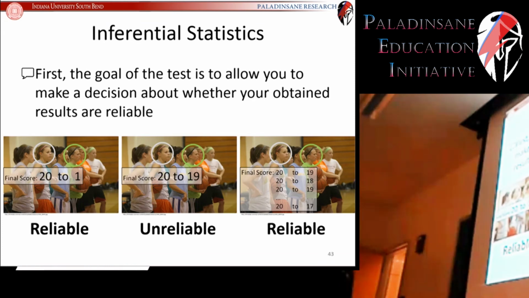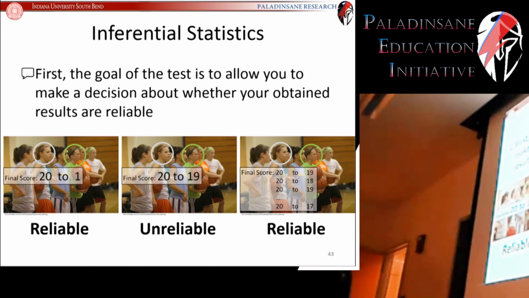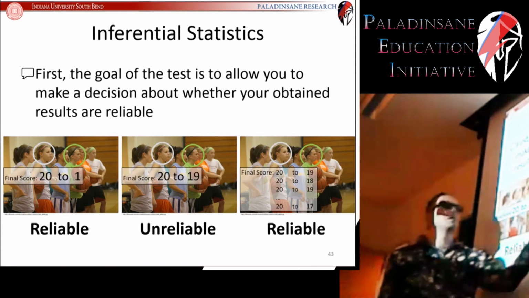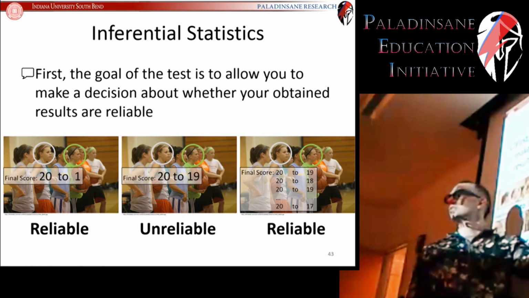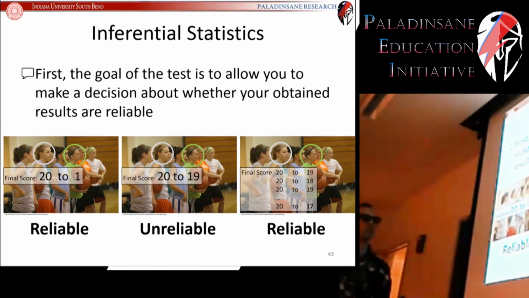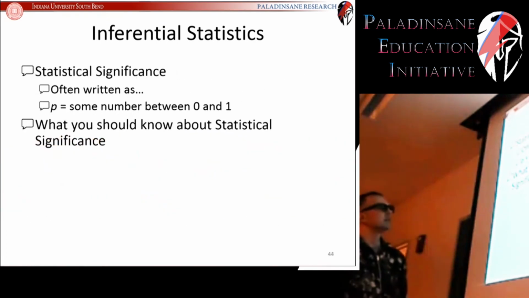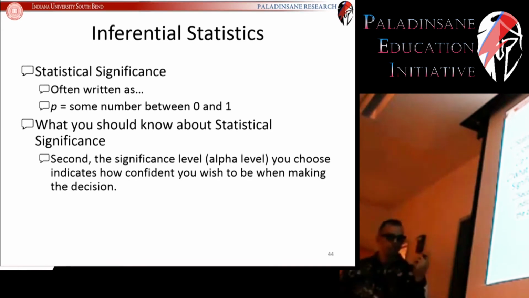These two results here would be considered significant because they're reliable. There's a real difference between the skills. This result here, not significant, unreliable. Who knows if there's a real difference between the two? Make sense so far? Okay. So that was the first one.